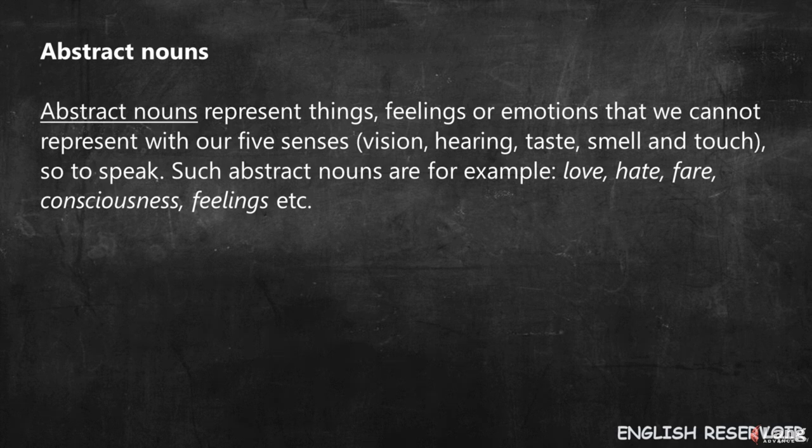Abstract nouns. Abstract nouns represent things, feelings, or emotions that we cannot represent with our five senses: vision, hearing, taste, smell, and touch, so to speak. Such abstract nouns are, for example, love, hate, fear, consciousness, feeling, etc.